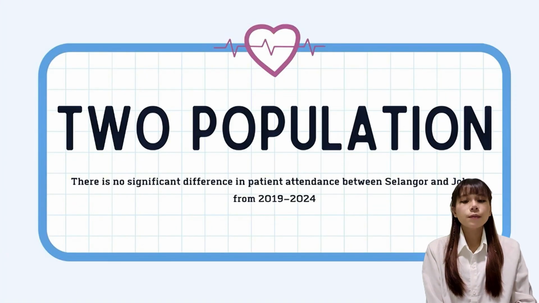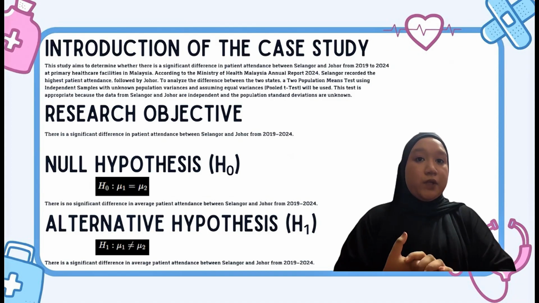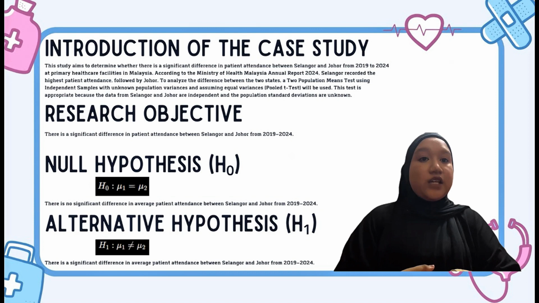In addition, I will present the second part of our study, which is the two population mean test. This study determined whether there is a significant difference in patient attendance between Selangor and Johor from 2019 until 2024. We use the independent sample pooled t-test. The null hypothesis H0 states there is no significant difference, meaning mean 1 equals mean 2, while the alternative hypothesis H1 states there is a significant difference between both states, that is, mean 1 not equal to mean 2.